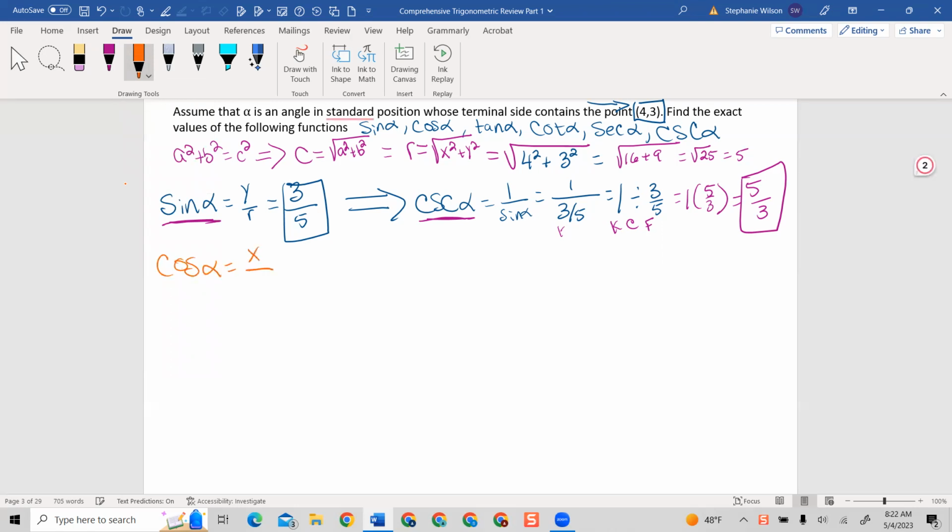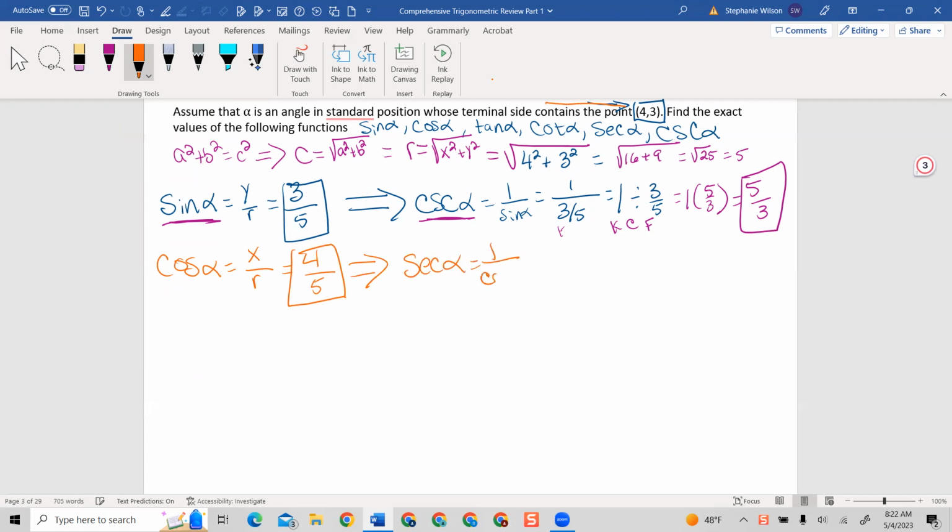Cosine is x value over r, which is adjacent over the longest side. My x value here is 4 and my r is 5. So we can't do any more of the work. It's cleaned up. It's as far as it's going to go. So let's plug it into secant.